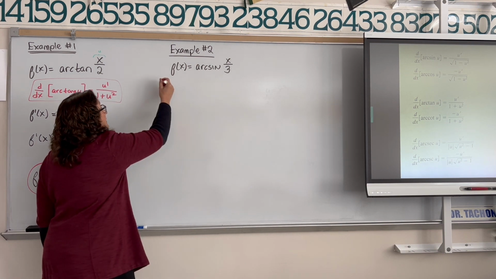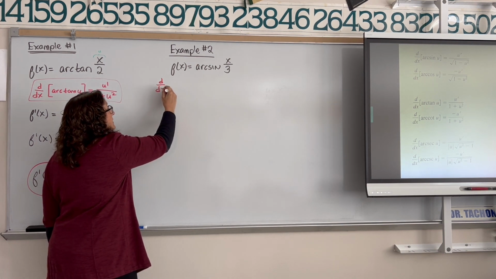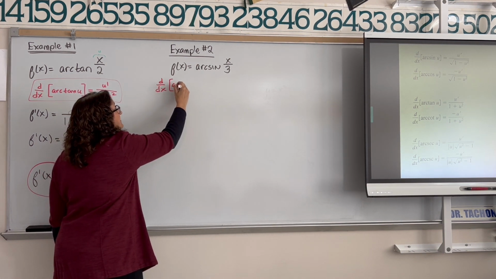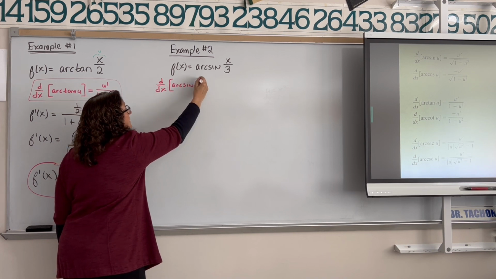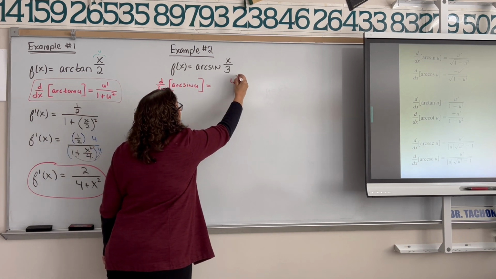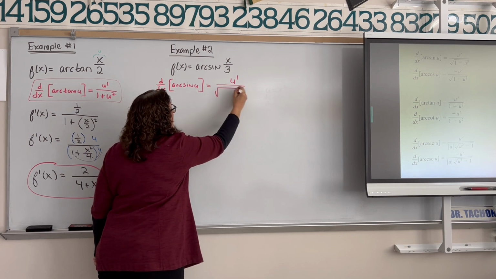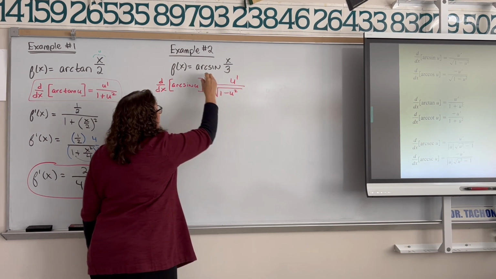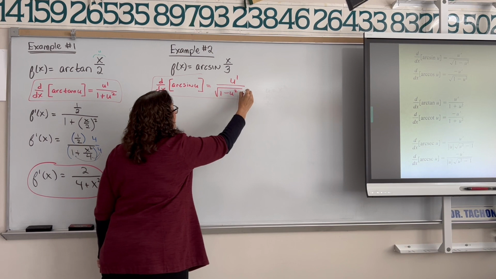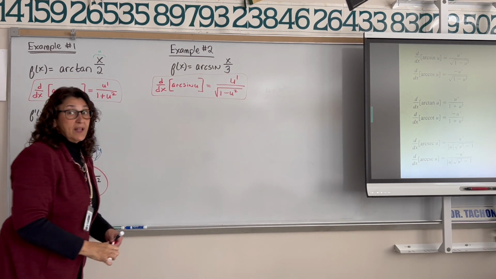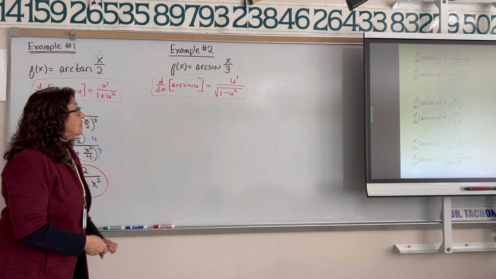So let's remind ourselves, what was that derivative formula again? Derivative of arcsine u. So that one is u prime over radical 1 minus u squared. Okay, so this is what we need to do. This is the formula that we need to apply to it.